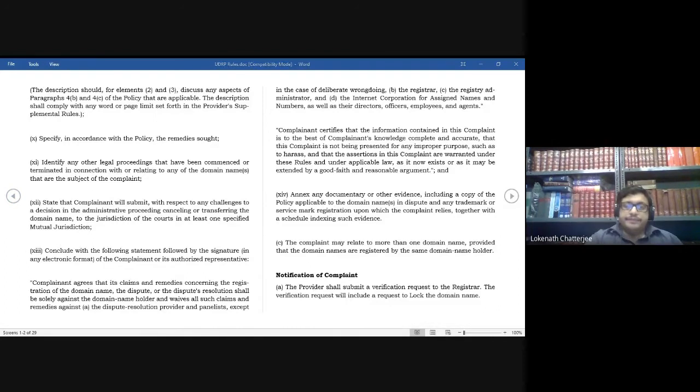And in case of deliberate wrongdoing, the registrar, registry administrator, and the Internet Corporation for Assigned Names and Numbers, as well as directors, officers, employees, ICANN. So one will not proceed against the dispute resolution provider and the others who have been mentioned here. Complainant certifies that the information contained in this complaint is complete and accurate. This is something which we write in the courts also, something similar. And the complaint is not being presented for any improper purpose.